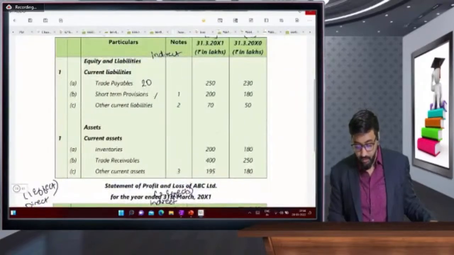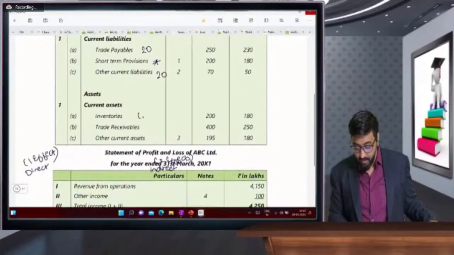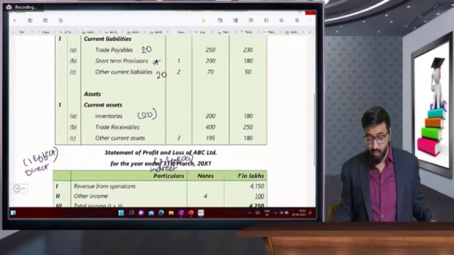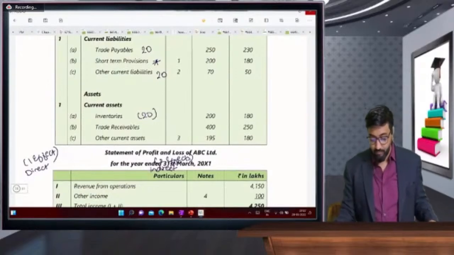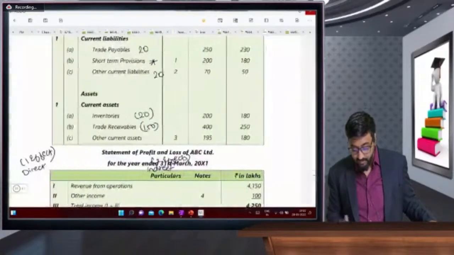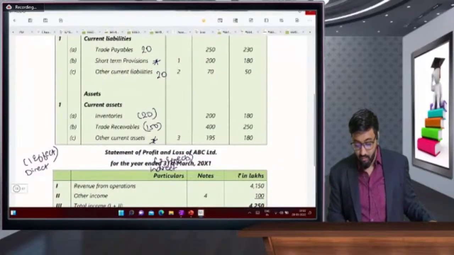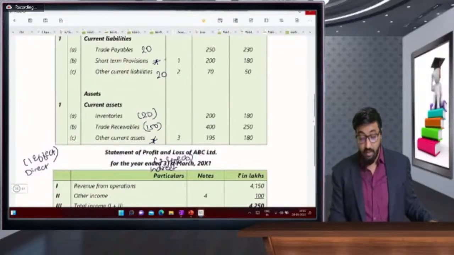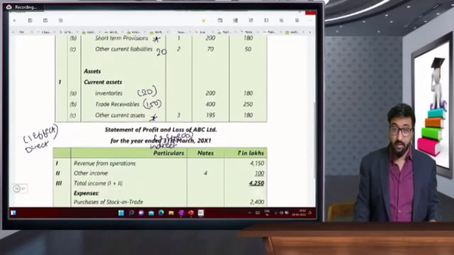Short term provisions, we are going to open that account, only the income tax account. Other current liability 50 and 70, so here also there is an increase. Inventory is also increased, but this is our outflow because an increase in an asset is an outflow. Trade receivable is also increasing, it is an outflow. And other current assets is related to advance tax. So same account, that is the income tax account, for current liability and for current assets.